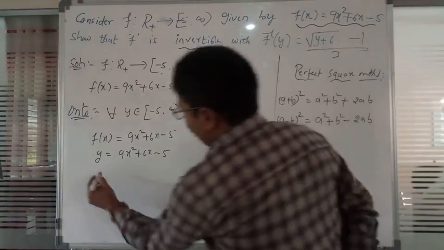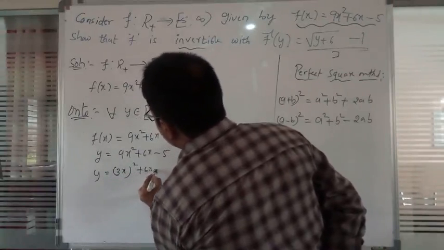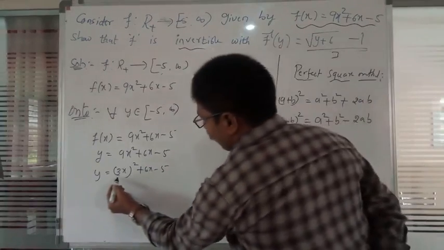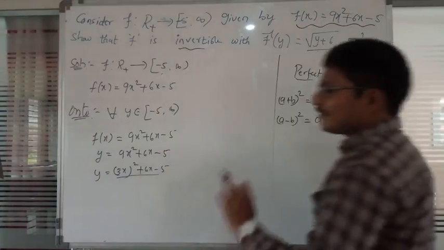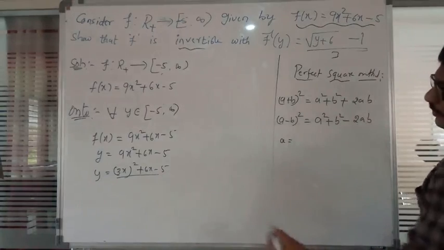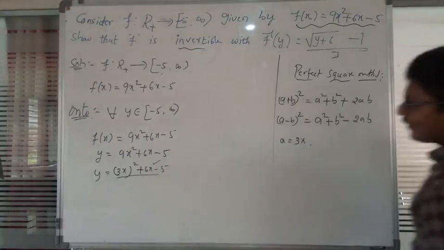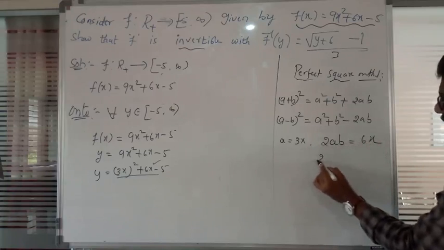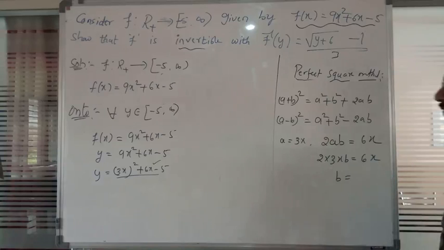Here we can express 9x square as 3x whole square plus 6x minus 5. It is correct. So according to this quadratic equation, the value which contains the power is called a, and a is equal to 3x. The value which contains a number and the variable x is called 2ab. 2ab is equal to 6x. In the place of a we should keep 3x. b is equal to, what happened? 2 into 3 is 6x.